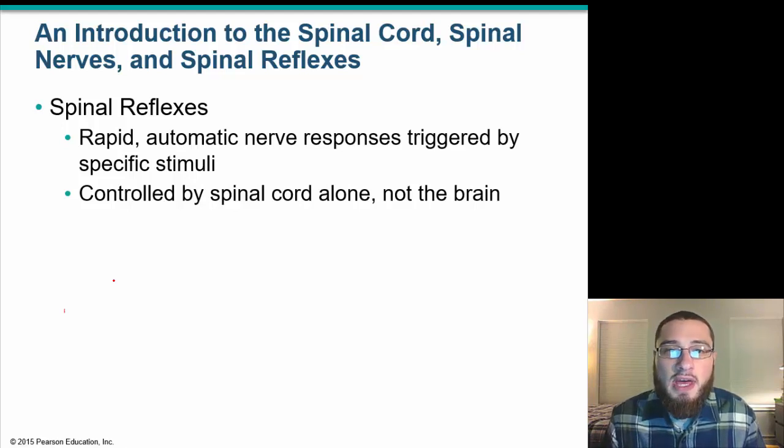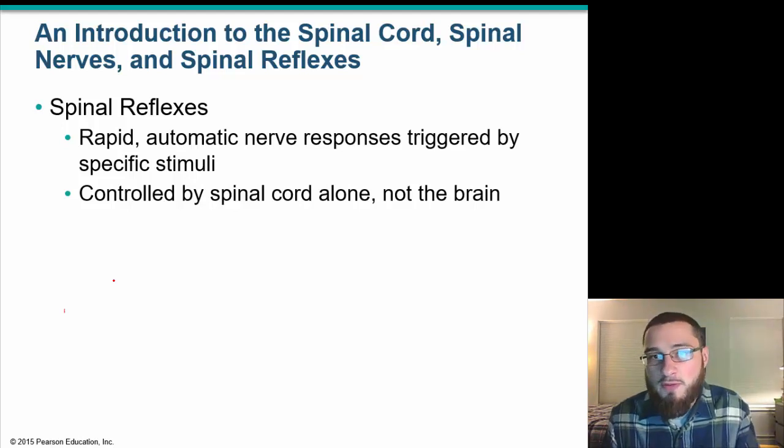Today we're going to talk about the spinal cord and spinal nerves as well as the spinal reflexes. As we move away from talking about the neural tissue and move more into the larger macro anatomy of the nervous system, we're going to talk about the brain eventually, but right now we're talking about the spinal cord. Spinal reflexes we think of as being separate from messages that are going to be sent to the brain.